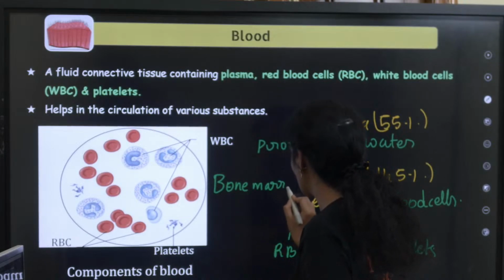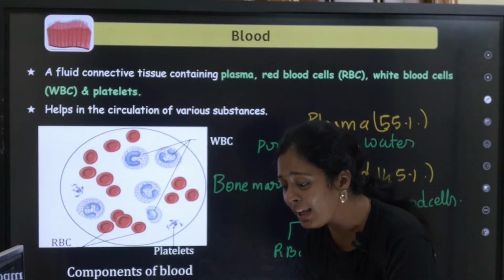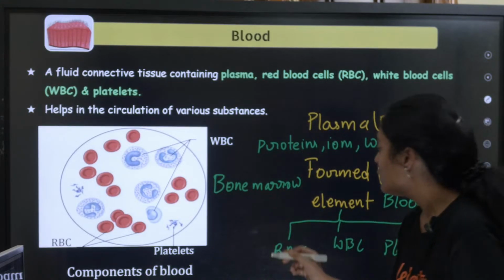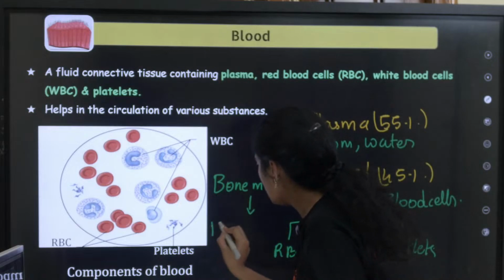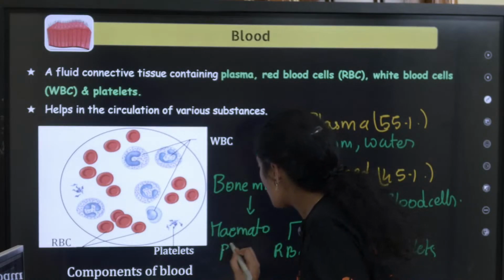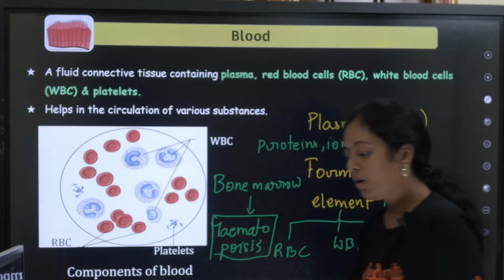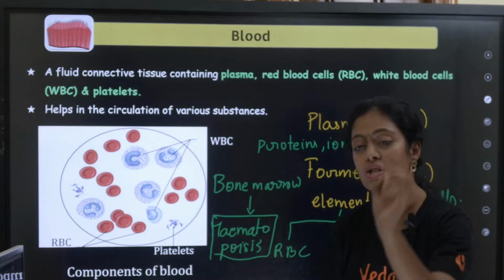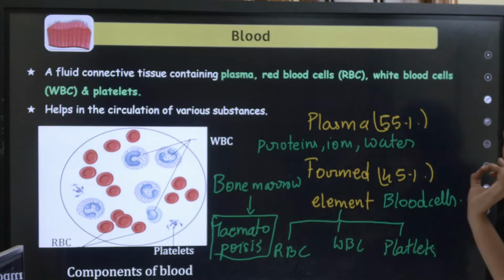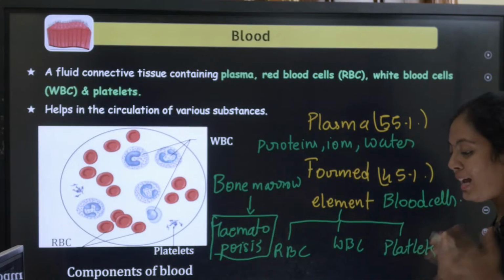If you are a non-veg fan, I think you all know what bone marrow is. Yes, very good Tanu, excellent. They are produced in the bone marrow. So the process of production of blood cells is called hematopoiesis. A very important word. The process of production of blood cells in bone marrow is called hematopoiesis.